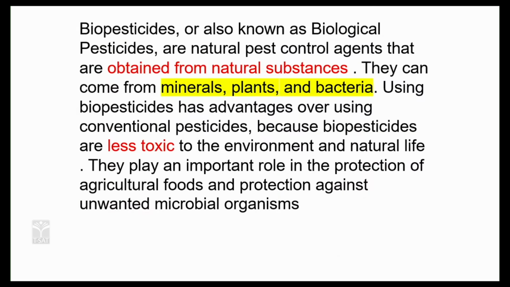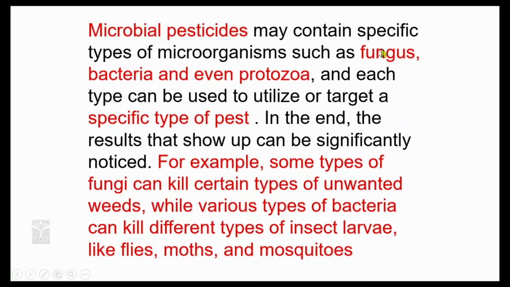Biopesticides are also known as biological pesticides or natural pest control agents that are obtained from natural substances. They come from minerals, plants and bacteria. Using biopesticides has advantages over using conventional pesticides because biopesticides are less toxic to the environment and natural life. So as I have discussed initially, the advantage of biofertilizers and biopesticides is that they are less toxic to the environment. Microbial pesticides may contain specific types of microorganisms such as fungus, bacteria and even protozoa. So you are using certain natural substances as pesticides.